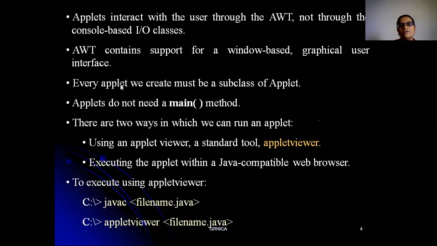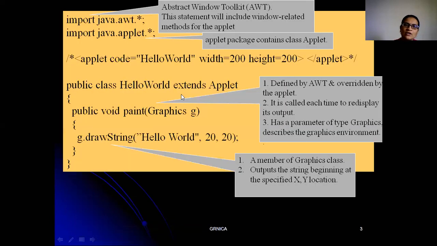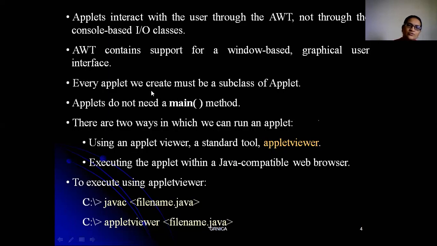Okay, every applet we create must be a subclass of Applet. So here, public class HelloWorld is our class that is extending Applet. Applet is a superclass, and our class is a subclass; this is a user-defined class. All the applet programs should extend the Applet class. Applets do not need a main method, so without a main method also you can execute a Java program.